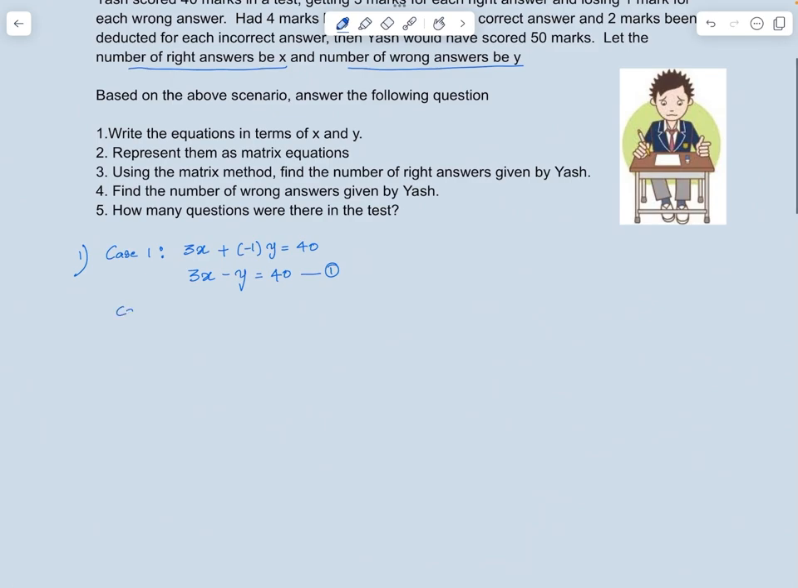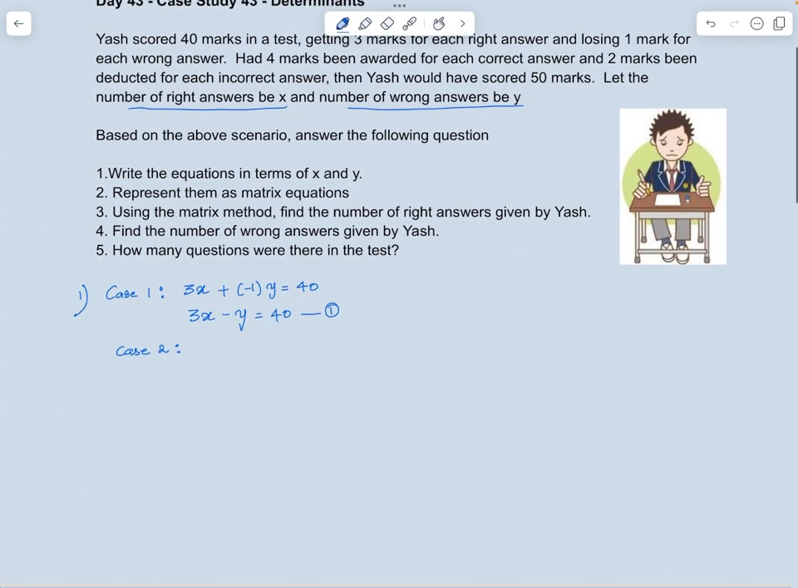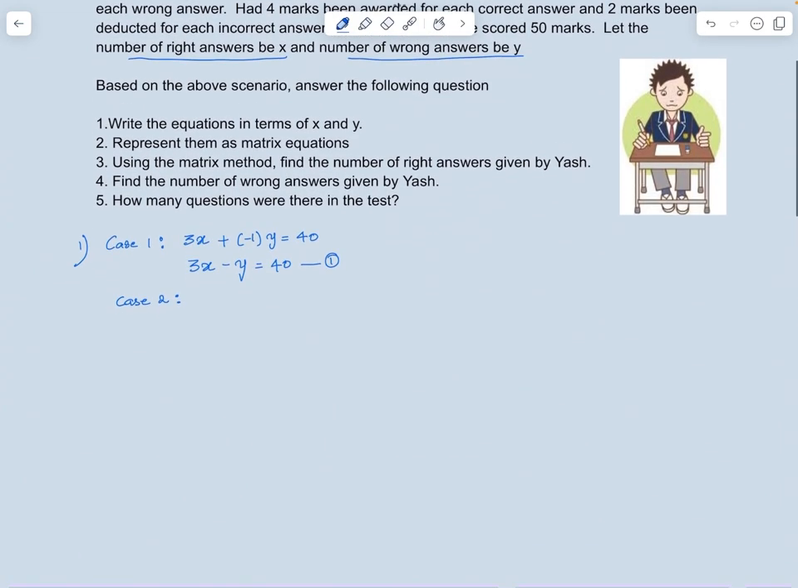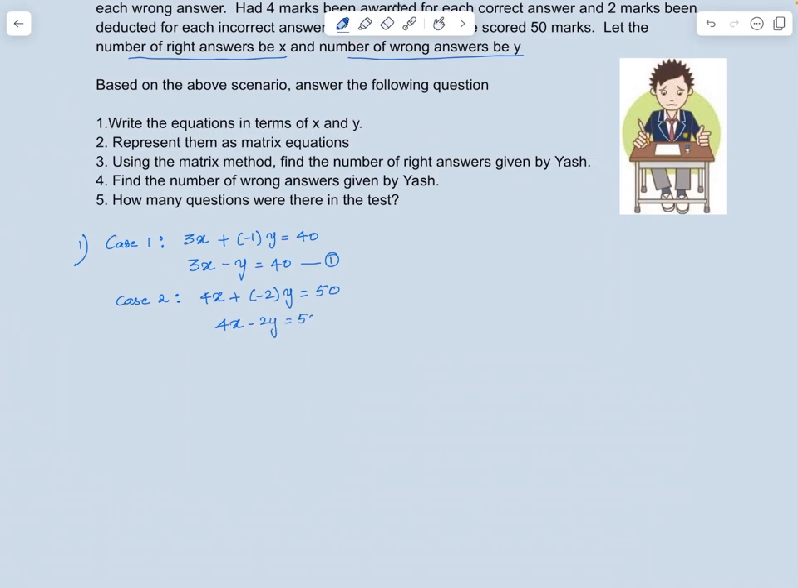And case 2. Had 4 marks been awarded for each correct answer and 2 marks been deducted for each incorrect answer, that is 4x plus minus 2 times y is equal to 50. 4x minus 2y equals 50. Dividing the entire equation by 2, we get 2x minus y is equal to 25. So these are the two equations in terms of x and y.